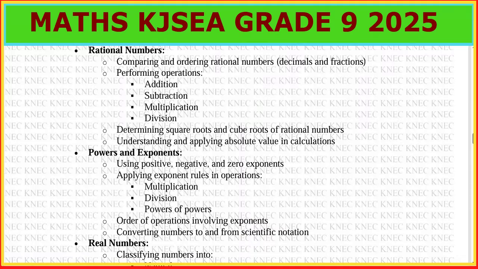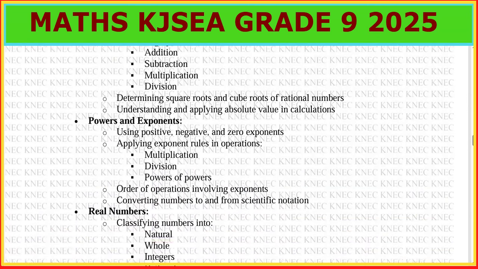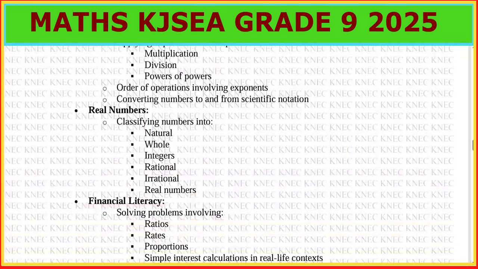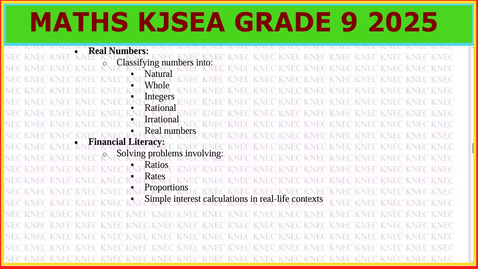Next, order of operations involving exponents and conversion, converting numbers to and from scientific notation, that is, writing numbers in scientific form. Real numbers: here we talk about natural numbers, whole numbers, integers, rational, irrational, and real numbers. You can practice this all the time.